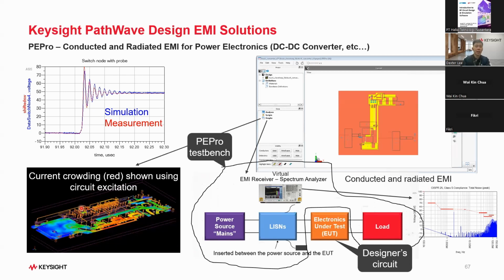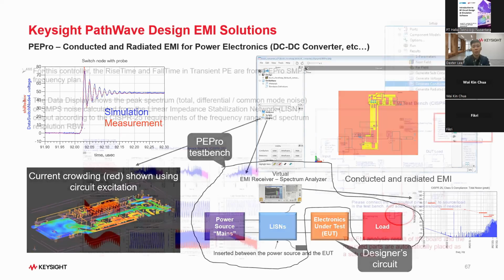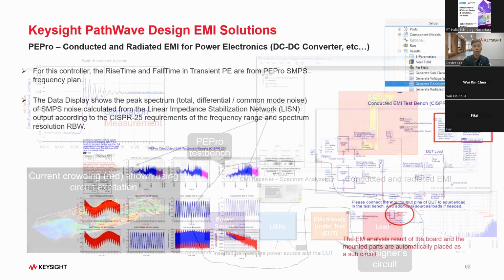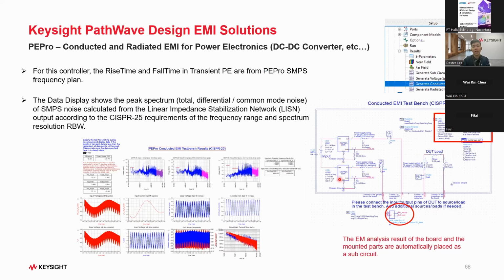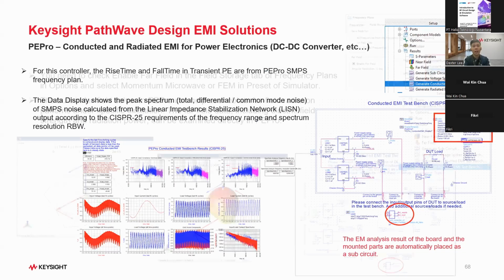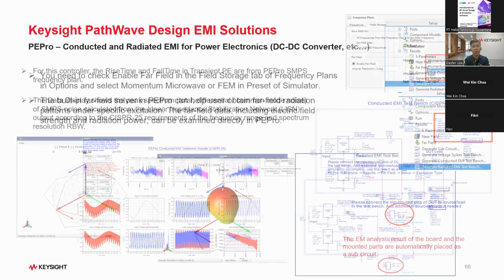Yeah, we can do circuit excitation as well for your converter design. Okay. So yeah, we are able to do conducted EMI, connecting with some of the LISN modules that are part of the conducted EMI, and then look at whether it meets the CISPR 25 standard. So this is on PE Pro. Radiated EMI is also covered in PE Pro as well.